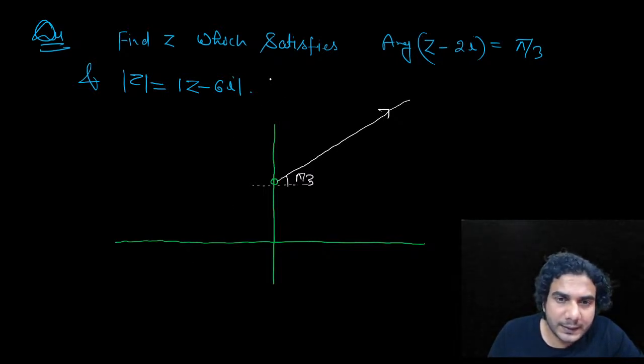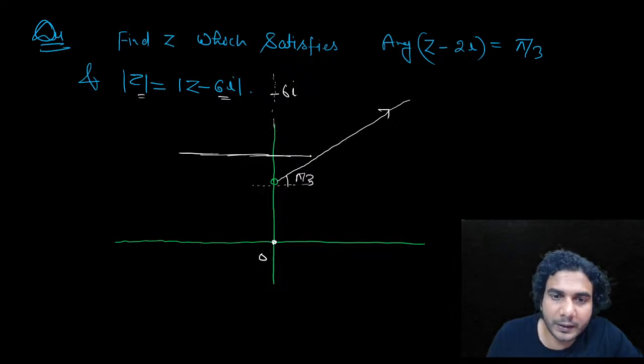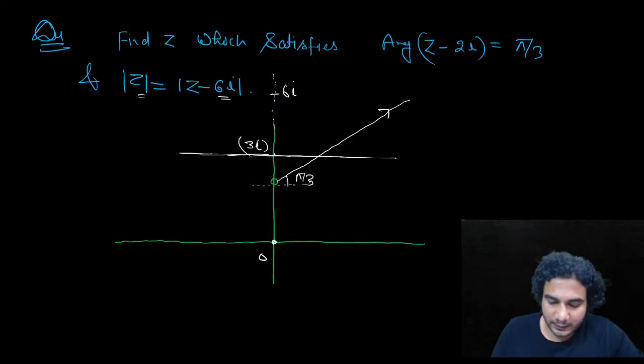Now the second curve is basically the perpendicular bisector of the line joining 6 iota and origin. So 6 iota and origin, right? So the second locus is this. It will pass through 3 iota, right? This is 3 iota, the perpendicular bisector. So this is going to be your z. This is the horizontal line, y is equal to 3.